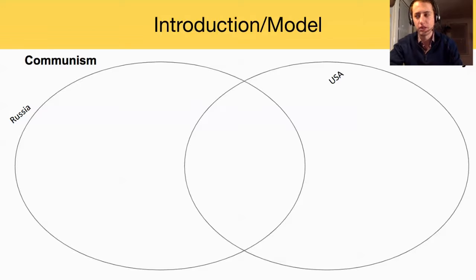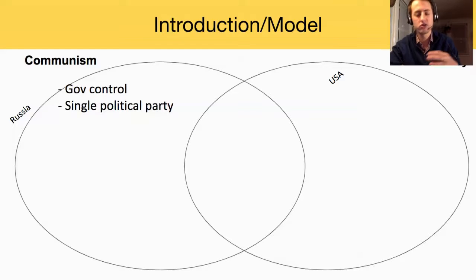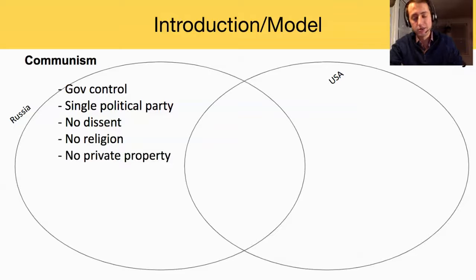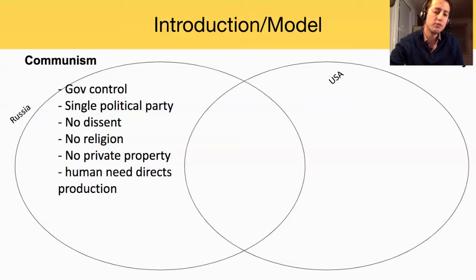So looking at communism and thinking about the article I just read, I'm going to write down the most important parts. So these are things that are going to come up a lot. Government control as a major point in communism. And not only government control, but there's a single political party. So there's no competition or debate between the people. That means that there's also no dissent, no freedom of the press, no protesting. There's also no religion. No private property is a major part of communism. And human needs direct production.